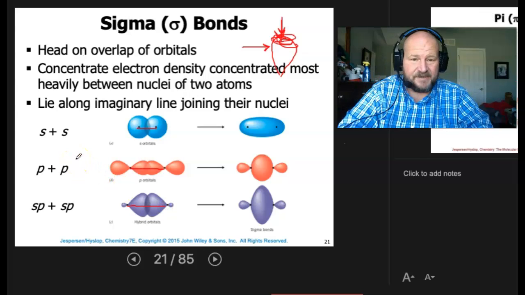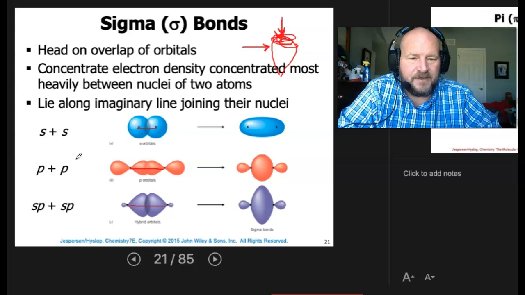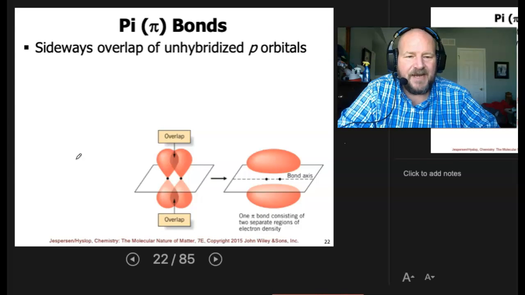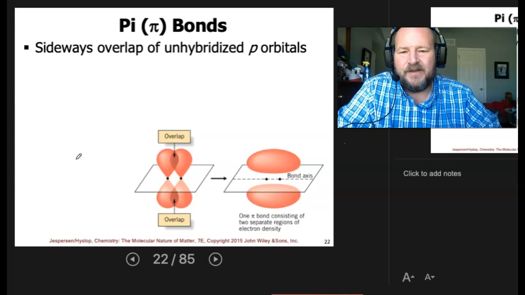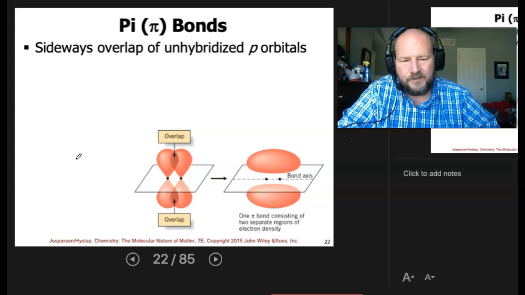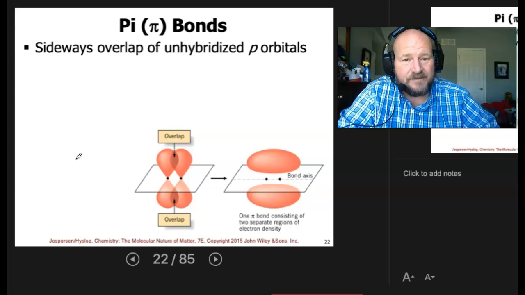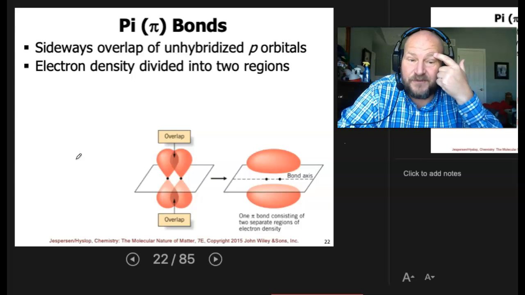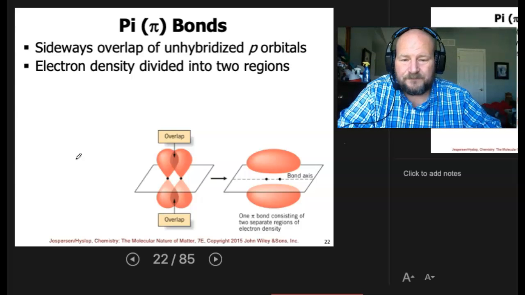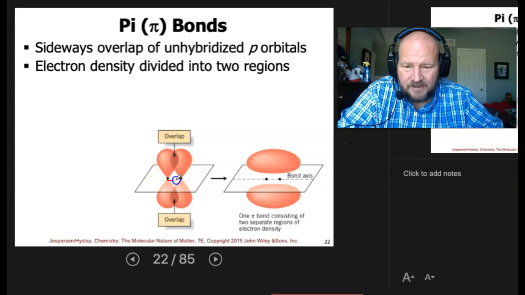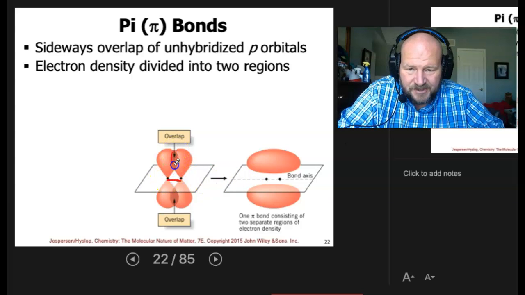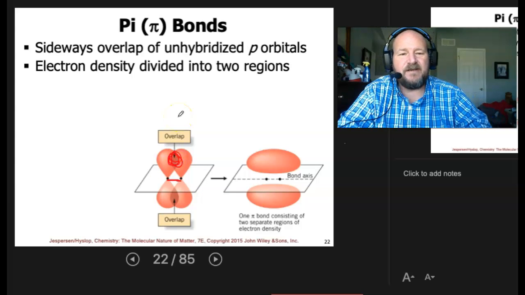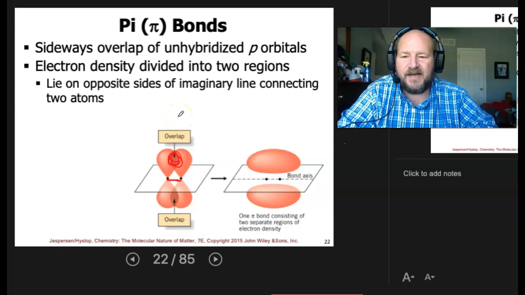So whether it's s and s, p and p, or sp and sp. Now your pi bond is going to approach from the side. It's a sideways overlap of that unhybridized p orbital, so the electron density is divided into two regions. So now I draw my straight line, but now the interaction is happening outside of that line. It's not going to be head-to-head, it's going to be side-to-side.